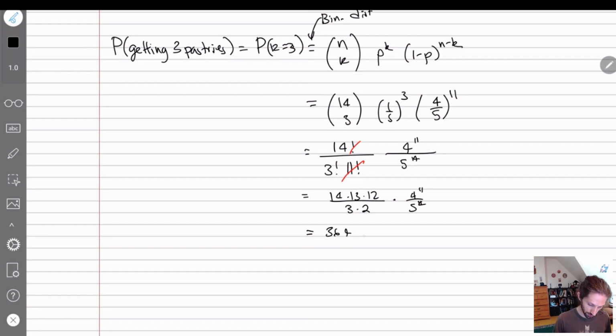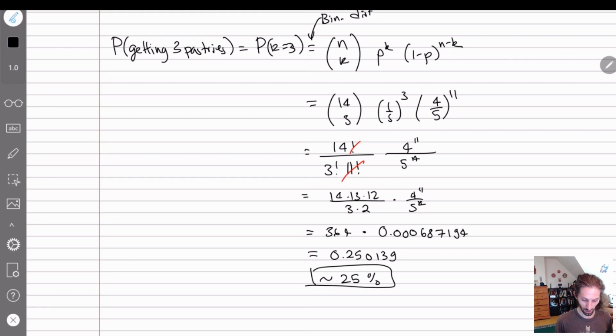And the second part is given by some nasty formula. So if I do this correctly, I should get this number. And then multiplying these two out, I get 0.250139. So roughly 25% of the time. I guess you should add a little more notation, so 0.101%. So you should add this.